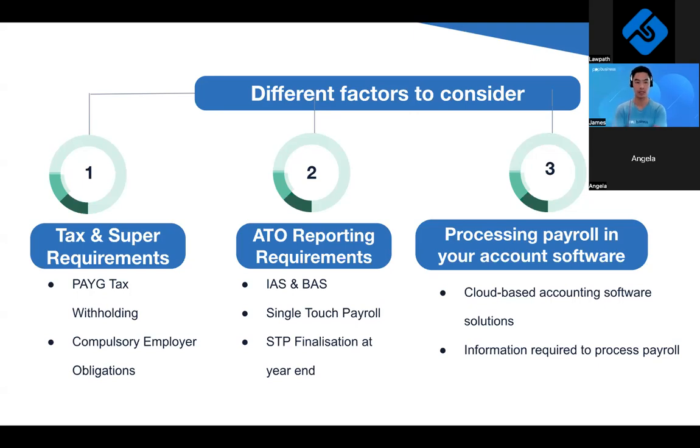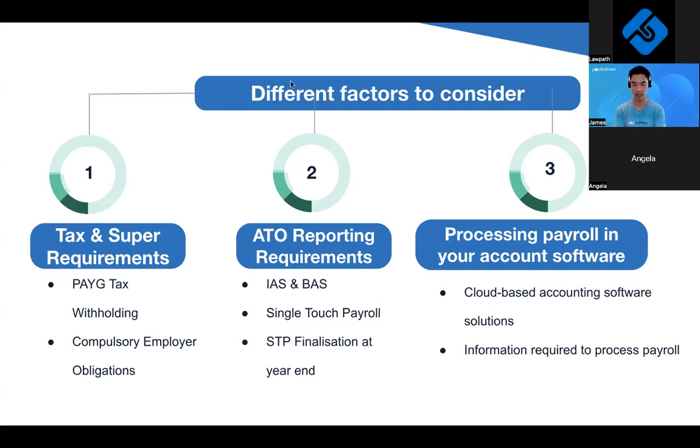And previously, there used to be a minimum working threshold in a 4-week period. So if you did not get paid more than $450 in a 4-week period, you were not eligible for super. That minimum is now gone. You have to pay super from the first dollar you pay any employee. So those are your requirements when actually paying the employees in terms of tax and superannuation.